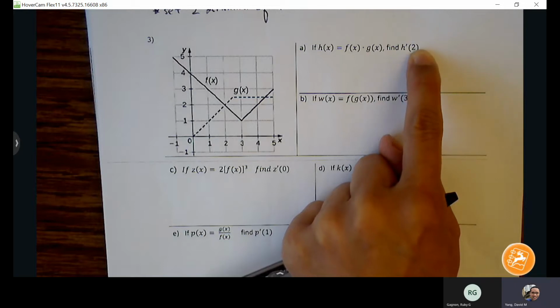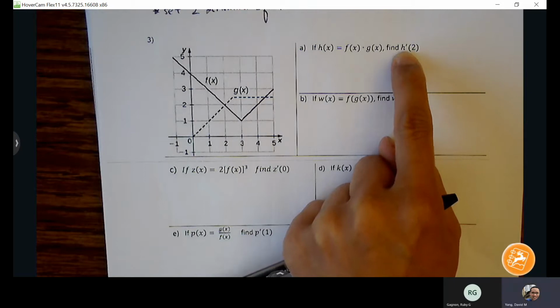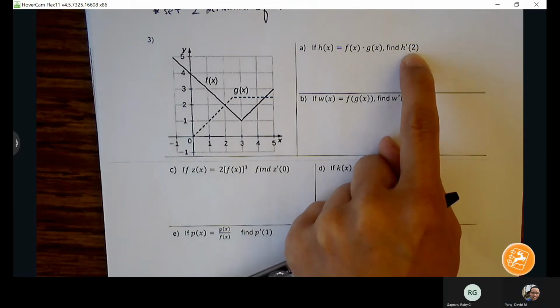Meaning that, do we deal with the 2 at the beginning? Okay, so I guess, yeah.